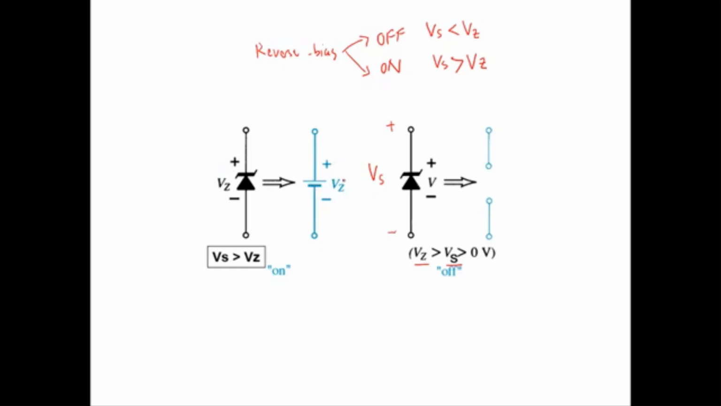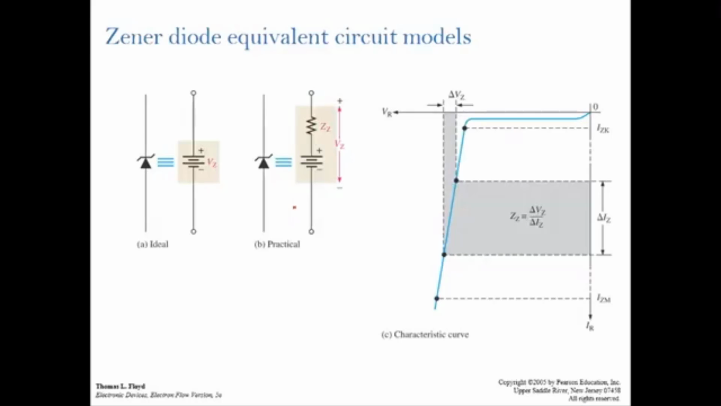This is quite similar to the normal diode. At on state, the diode is replaced by a battery, and the value of the battery equals the barrier potential or the knee voltage. For the Zener diode, it is equal to the knee voltage of the Zener, which we call Vz. The previous slide actually shows the ideal model.